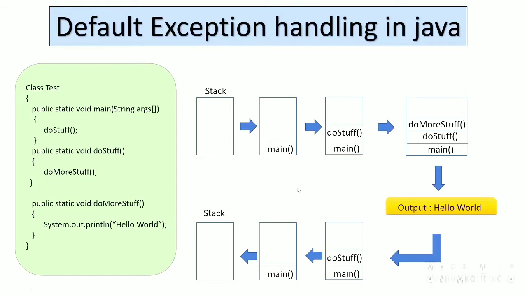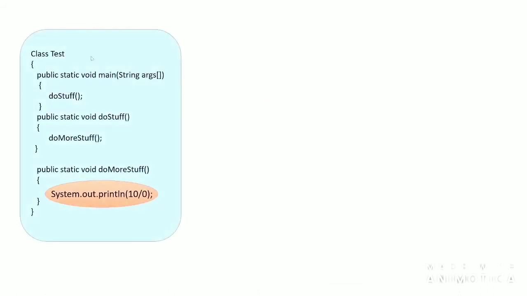Now in this scenario, let's discuss another case. So here we have a block of code. We have changed the doMoreStuff method. One statement we have changed: in place of hello world, we have written 10 by 0. So System.out.println(10/0). What it does is simply raise an exception, that is, an ArithmeticException will be raised here. So let's understand how it will work.